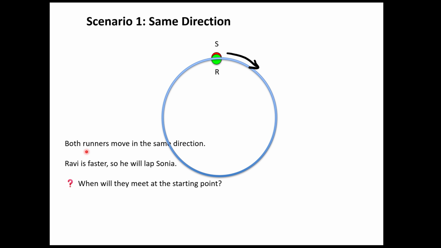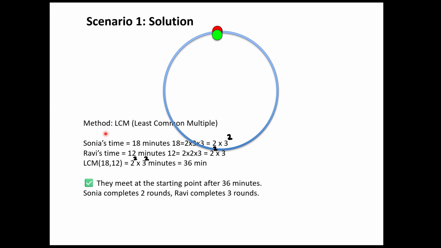In the first scenario, both runners move in the same direction. Ravi will run faster because he takes about 12 minutes and Sonia takes about 18 minutes. In your textbook it is given as driving, but I will make it running because that is easier for me. When will they meet again at the starting point? To find that we need the LCM, the least common multiple.